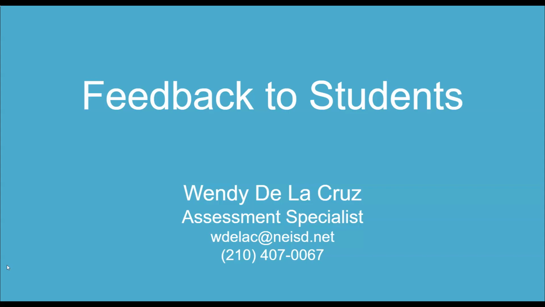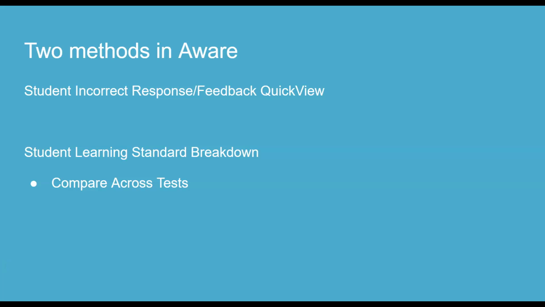In this video, I'm going to be showing you how you can use Aware to give your students feedback on their assessment data. I'm going to go over two different methods. Both of these involve a quick view. The first one is the student incorrect response and feedback quick view, which will only give students information and feedback on their incorrect answers. And the other is the student learning standard breakdown. And this one will do an extra added step of compare across tests. And this will allow you to give feedback to students on their overall performance on each of the learning standards.